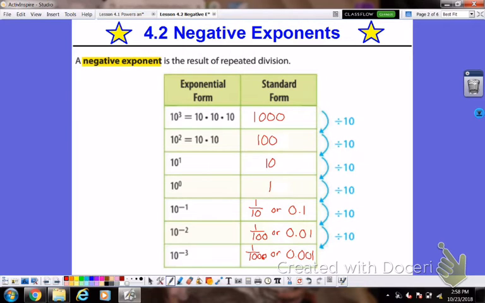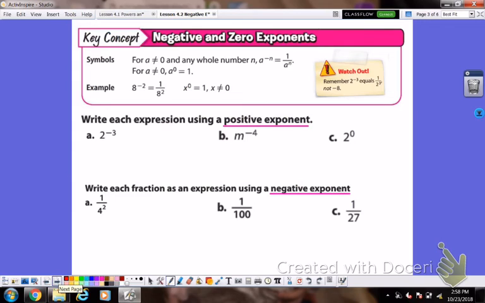Okay, so now we have that chart filled in. We're talking about negative exponents. For any a where a does not equal 0 and any whole number n, a to the negative n power is equal to 1 over a to the n. And for a does not equal 0, a to the 0 power equals 1, which we already know from last class.